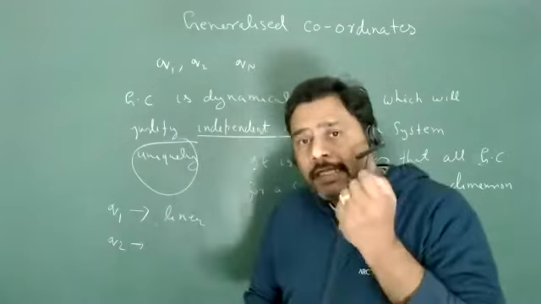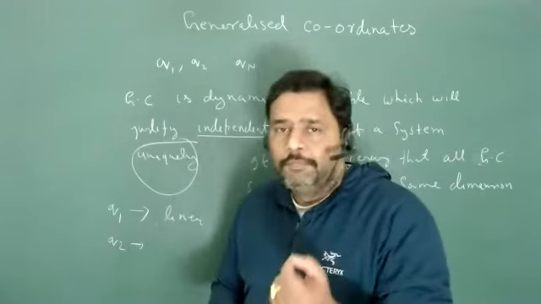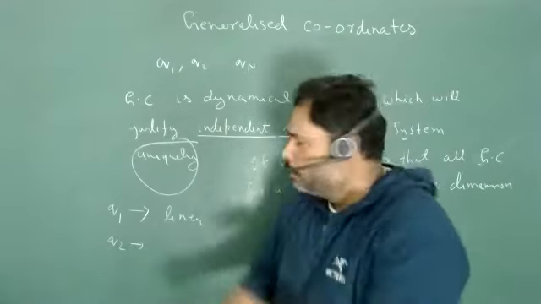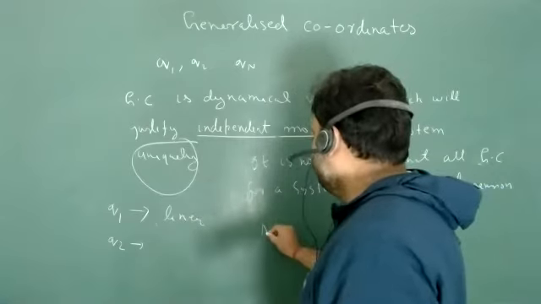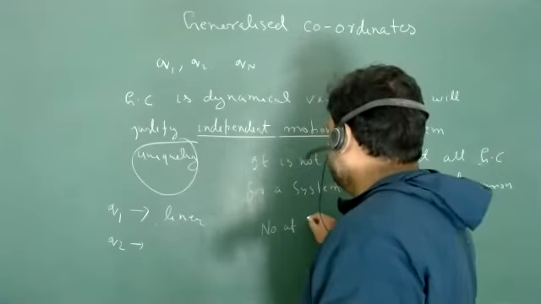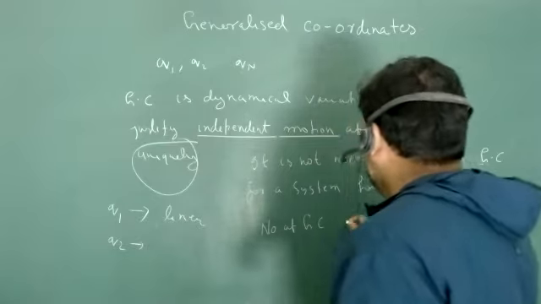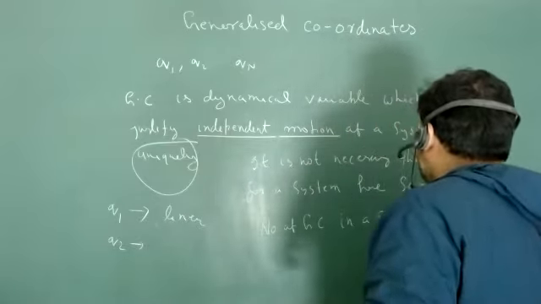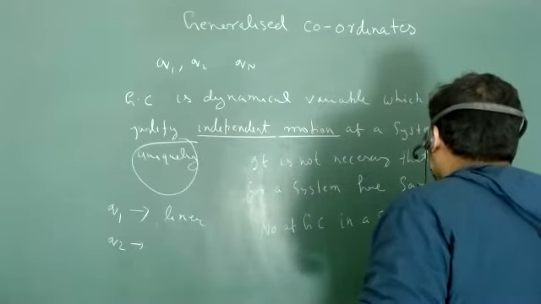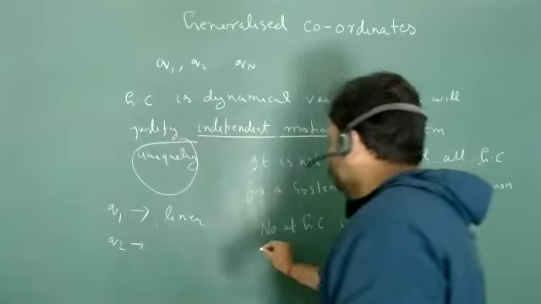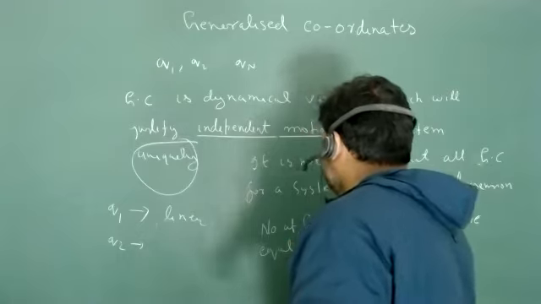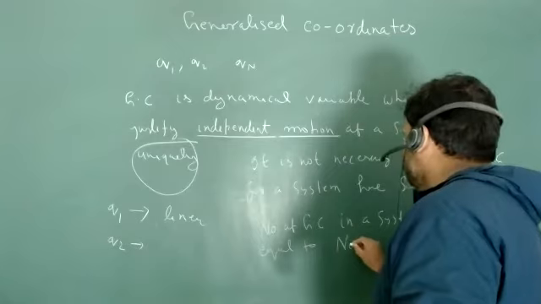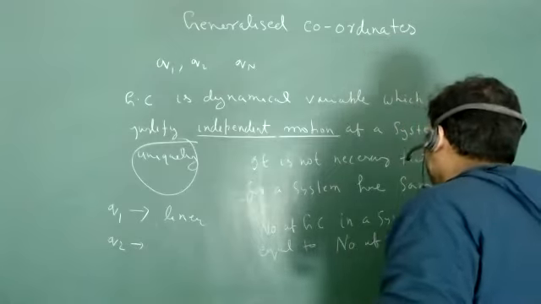And obviously that motion must be independent motion. So what is the rule here? The rule is that the number of generalized coordinates in a system must be equal to the number of degrees of freedom.